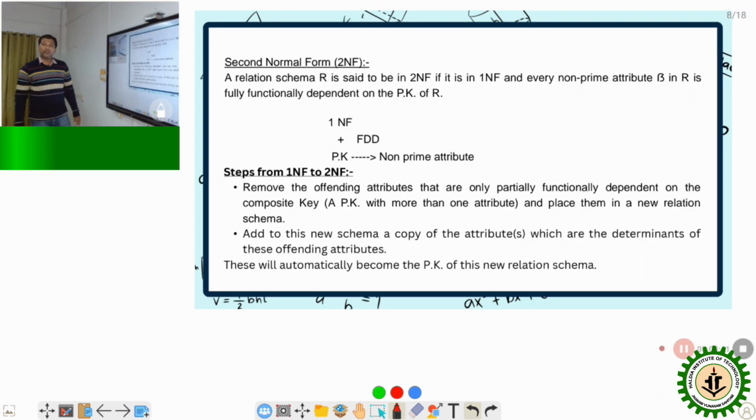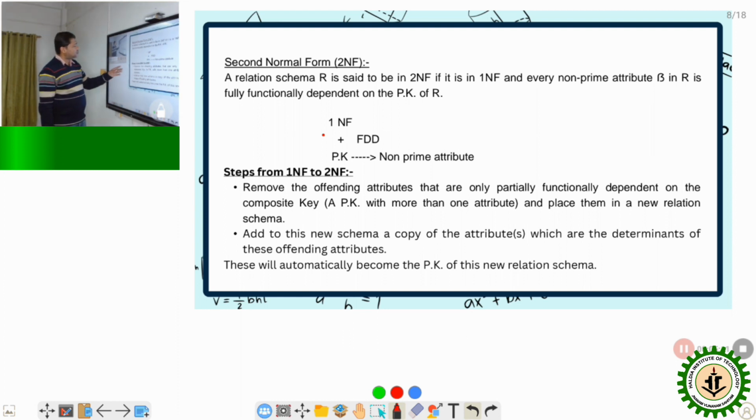Next comes 2NF, second normal form. A relation schema is said to be 2NF if it is in 1NF and also every non-prime attribute of relation R is totally functionally dependent on the primary key. This is the main logic under this second normal form. So 1NF plus non-prime attributes must be fully functionally dependent on the primary key.